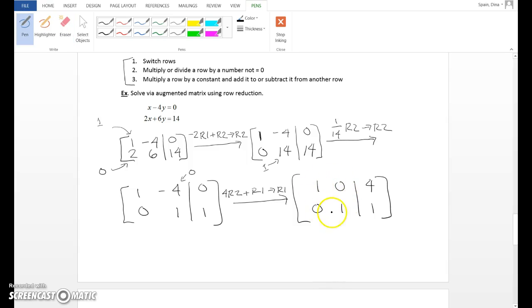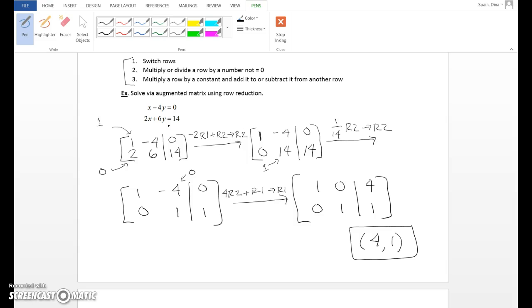Alright, this was the goal. This is what we wanted. If you think about these equations again, this is your coefficient matrix. That's your right-hand side. So this first equation says that x equals 4, and this second equation says y equals 1. That's your answer. 4, 1 as an ordered pair. That's how you solve a little 2x2 system using augmented matrix and row reduction.